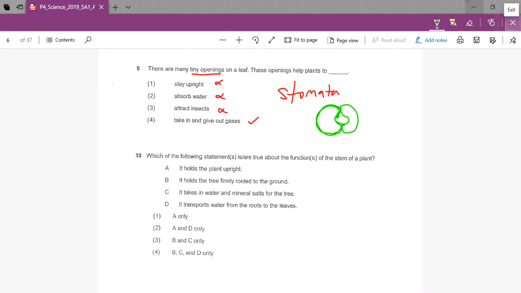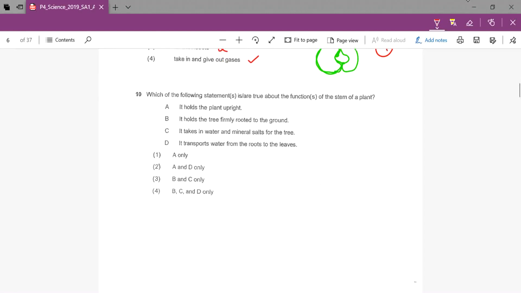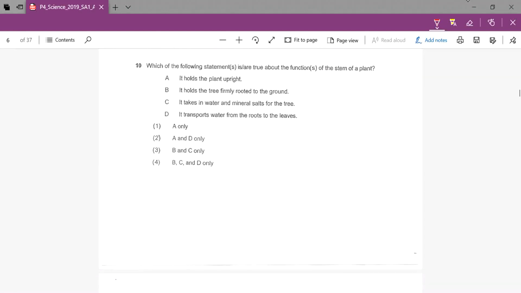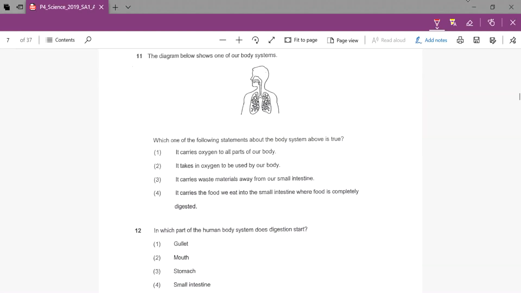Again. Which one? So option is 4. Which one of the following statements is or are true about the functions of the stem of a plant? Holds the plant upright? Correct. Holds the tree firmly rooted to the ground? No. That's the roots. Take in water and mineral salts for the tree? No. That's also the roots. Transport water from roots to the leaves? Yes. Okay. Option 2.